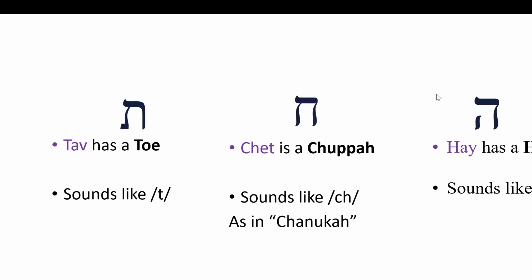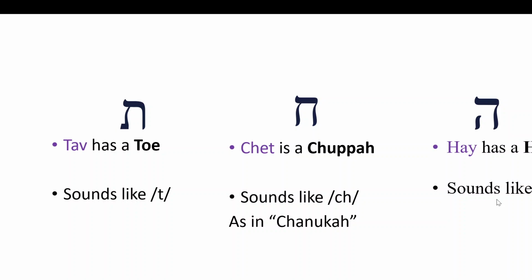For our final, we're going to compare three different letters that are often confused. We have our hey, our chet, and our taf. Hey, here, it has a hole, and it makes an h sound, a lot like an H. If it's at the end of the word, it's going to be silent.